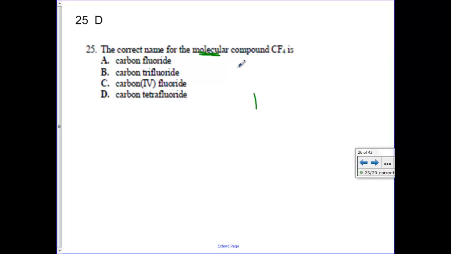All right. This one right here, it says it's molecular. So right off the bat, we need to use di, tri and tetra. So the right answer here is carbon tetrafluoride because of the F4.